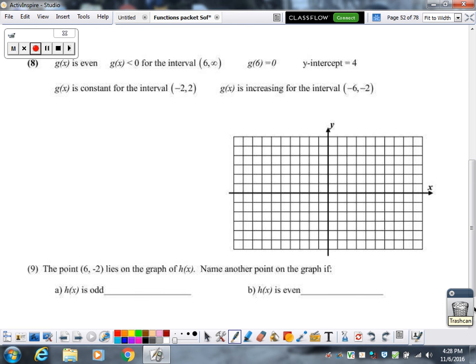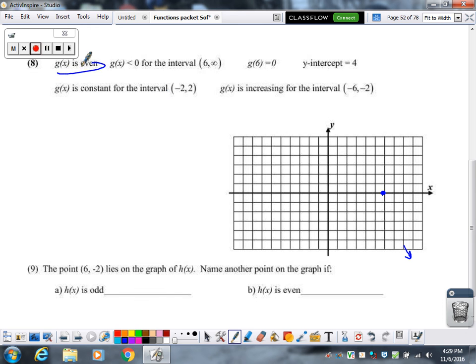g of x is even. Okay, we know it has symmetry over the y-axis. We'll keep that in mind when we need to plot some points. g of x is below the x-axis for the interval 6 to infinity. So after 1, 2, 3, 4, 5, 6, it is negative, so it looks like it's going to be going down. We know that at g of 6, y is equal to 0. Okay, that makes sense because then the graph is going to go down.